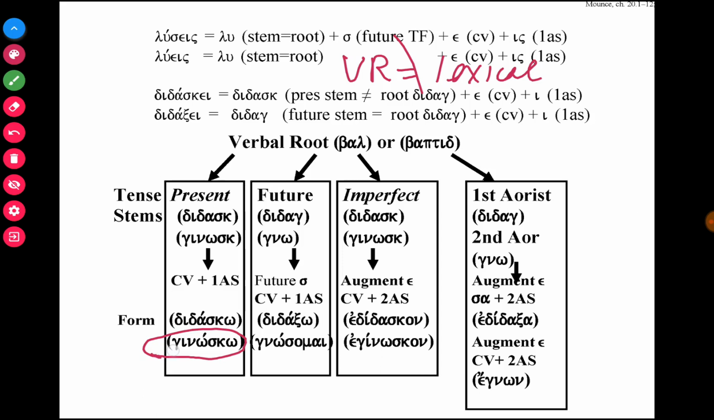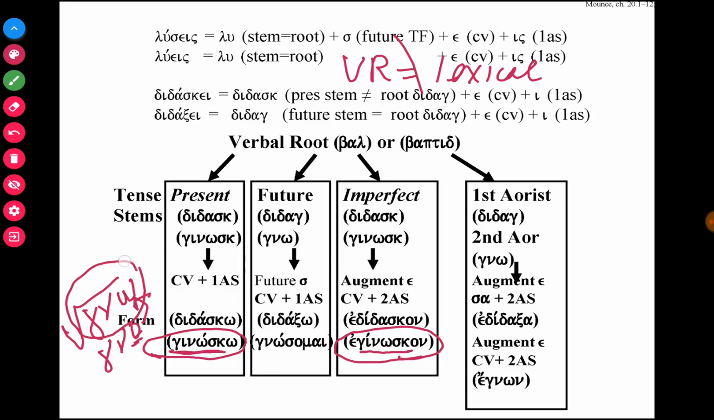And notice that ginosk is being used for the present and the perfect stem, but the verbal root for ginosko is gino or gina. Some textbooks use the short omicron, but the omicron almost always goes long, so we'll just use gino. We have gino here being used for the future. We have gino here being used for the aorist, which is a form that we're going to be learning soon. And when we learn later the perfect tense, it will also use the form gino.